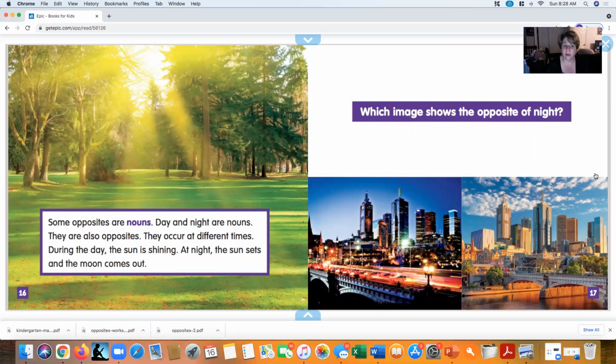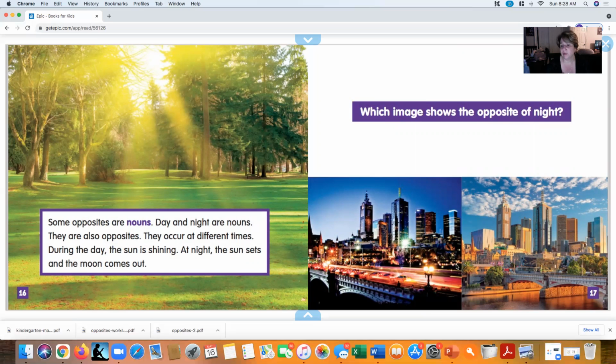Sometimes opposites are nouns. The way we see something, the person, place, or a thing is a noun. Day and night are nouns. They are opposite. They occur at different times. During the day, the sun is shining. At night, the sun sets and the moon comes out.